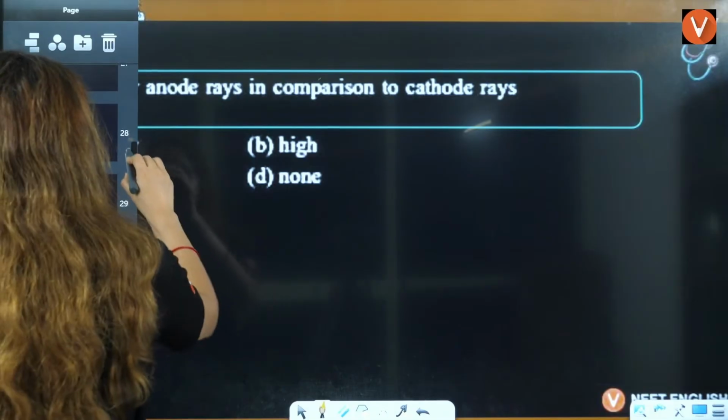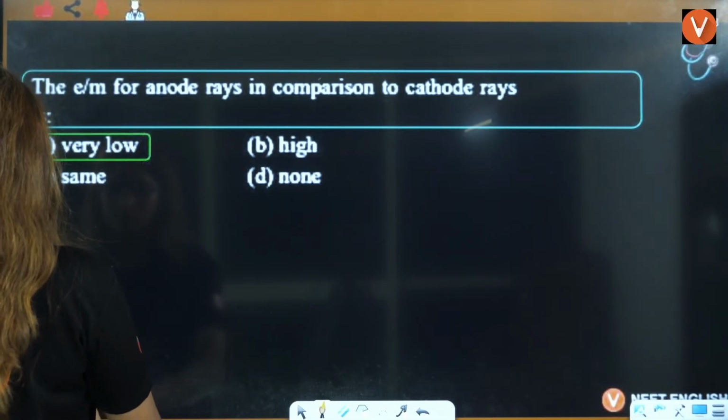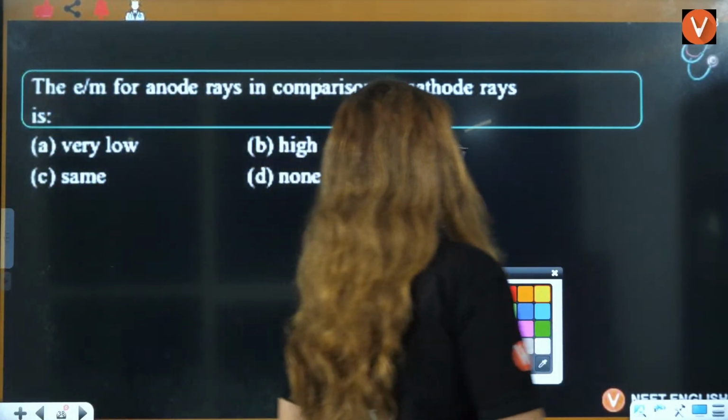Bhai Sahab. Don't tell me that. I don't know why it is not showing that.